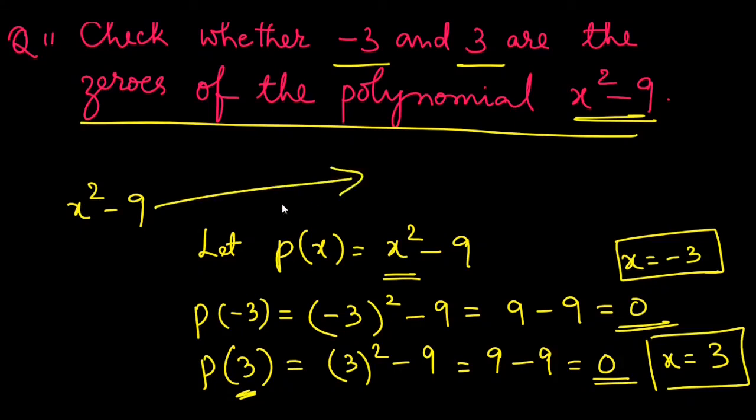So the polynomial x square minus 9 has 2 zeros. The polynomial x square minus 9 can at most have 2 zeros. We have obtained 2 zeros here, x is equal to minus 3, x is equal to 3.